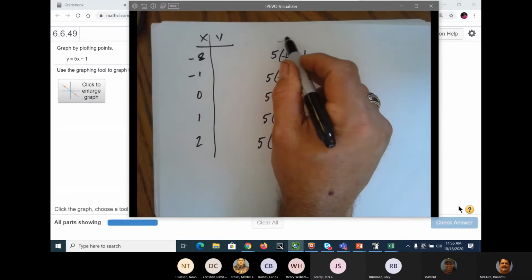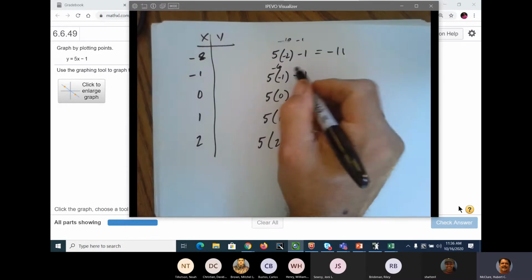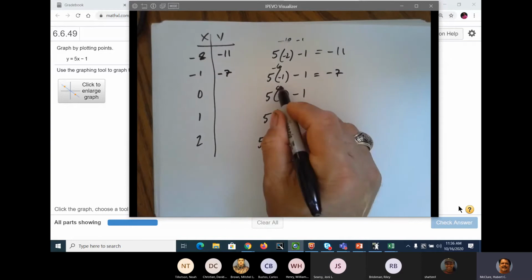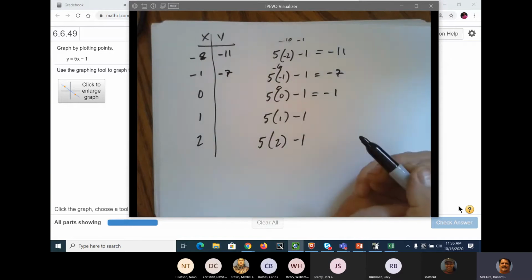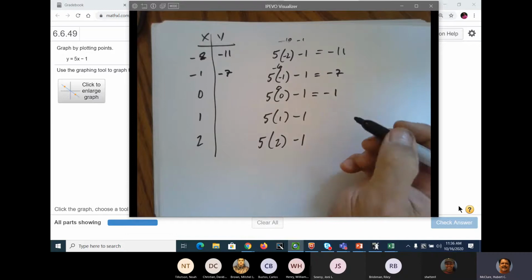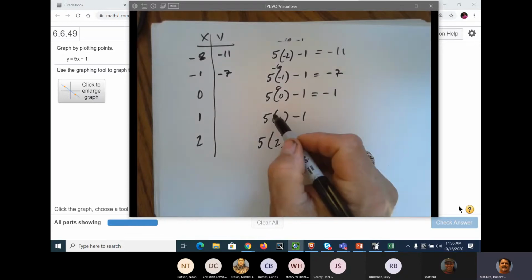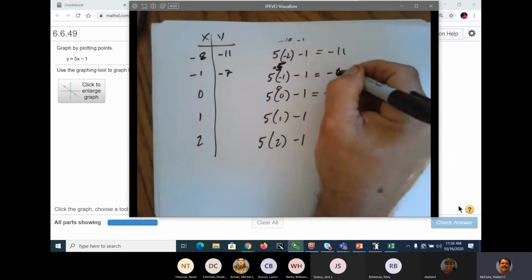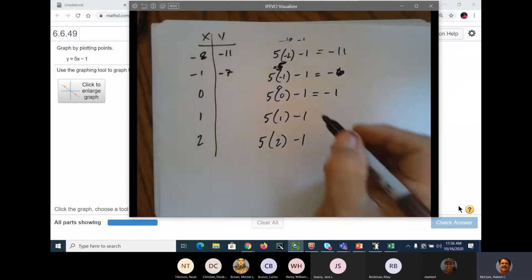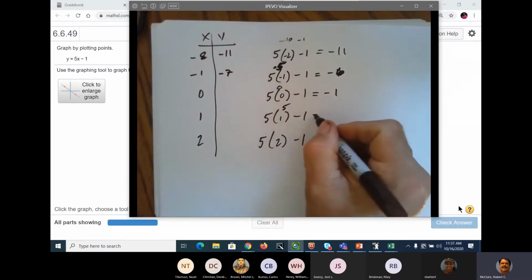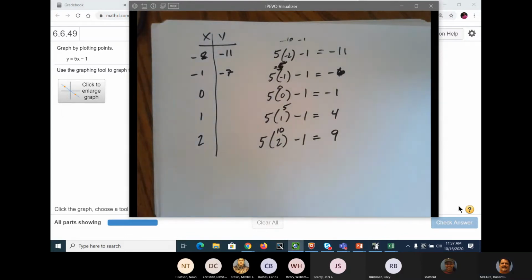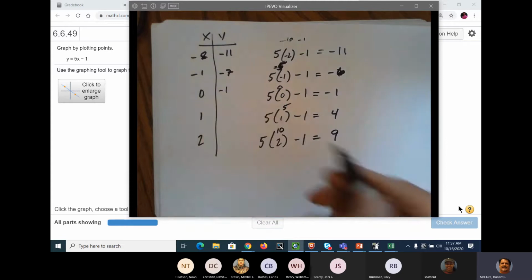-10 minus 1 is -11. -6 minus 1 is -7. 0 minus 1 is -1. And I think you can start to see a pattern here, but we'll go ahead and finish it. I'm sorry, that's a 5. -5 minus 1 is -6. We're adding 5. So 5 minus 1 is what? 4. And 10 minus 1 is 9. And there's your points. -1, 4, and 9.